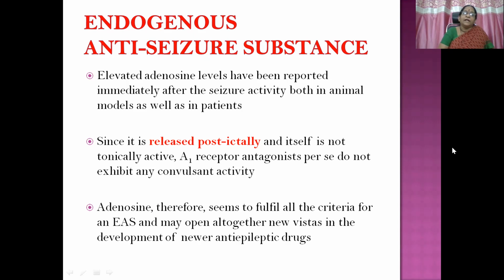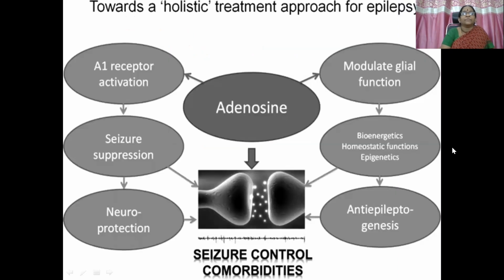Okay. Adenosine therefore seems to be a wide area for research in the development of newer anti-epileptic drugs. So this is the mechanism of action: A1 receptor activation, seizure suppression, thus giving rise to neuroprotection.